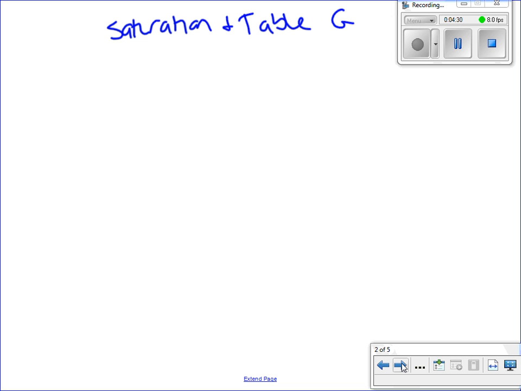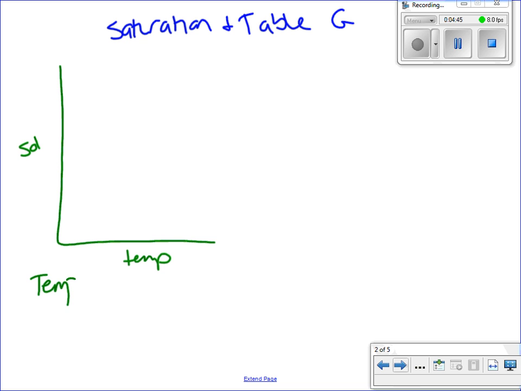Okay, saturation and Table G. Table G, things you need to know. You need to know that it's there, okay? This is solubility and this is temp. Solubility is going to depend on temperature, pressure, for gases only. Gases are the ones that pressure matters, and nature of solvent, okay? What I mean here is like dissolves like.